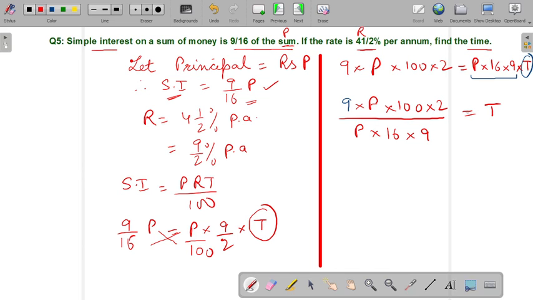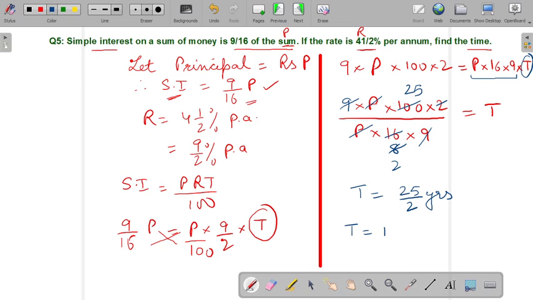Now we will be solving it for the, how will you solve it? By cancelling the term. Look here, the P and P would be cancelled out. 9 and 9 would be cancelled out. What else we can cancel it here? We can cancel 2 with 16, that is 8. Now these two will be cancelled out again with, it will go with 4. Here it will come as 25. So the time would be 25/2 years. But we will not keep the answer like this.